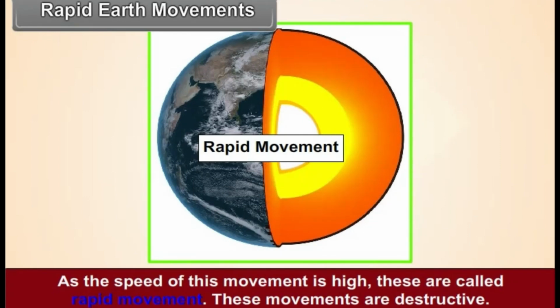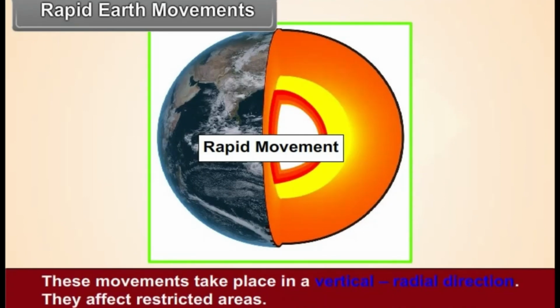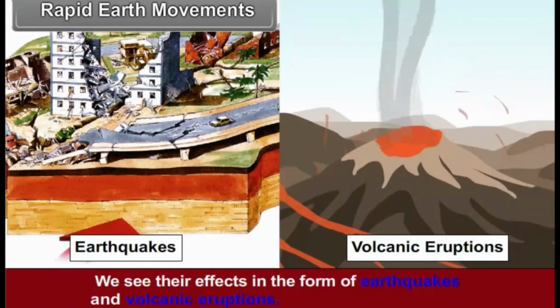These movements are destructive. These movements take place in a vertical radial direction. They affect restricted areas. We see their effects in the form of earthquakes and volcanic eruptions.